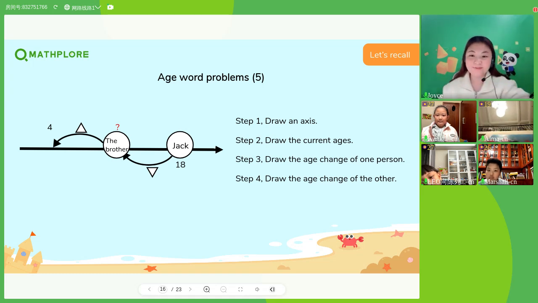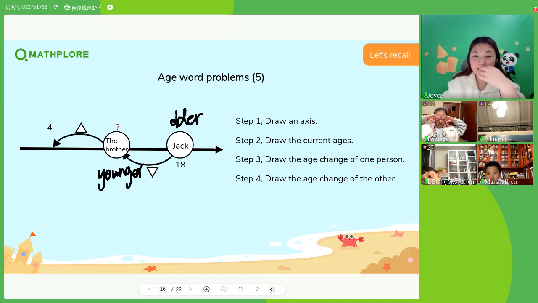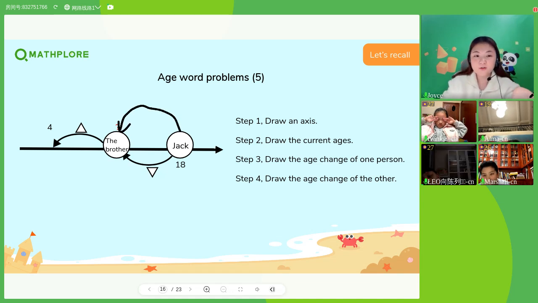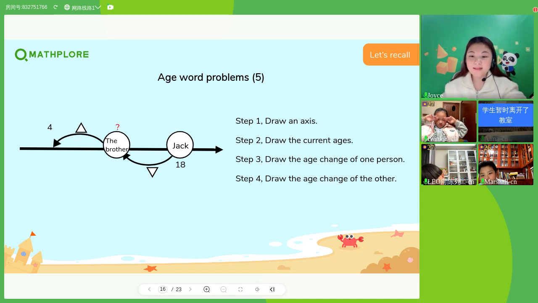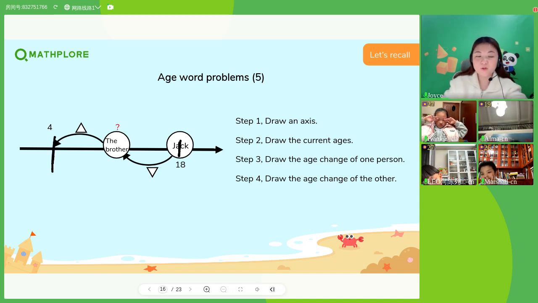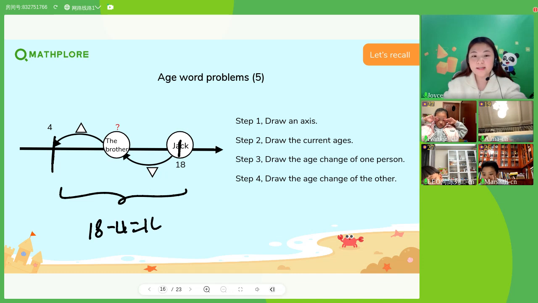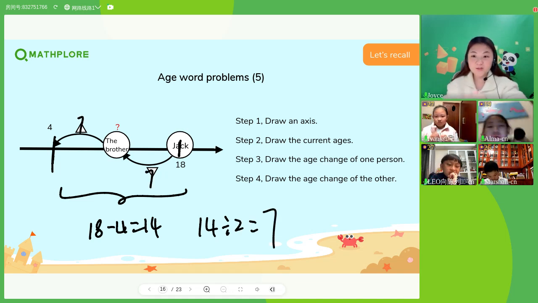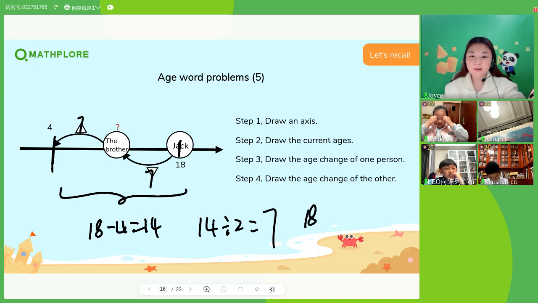So now let's move on to, oh wait, we also learned about how to draw the age line to analyze, right? Do you remember? We place the younger person on the left, the older person to the right, right? And then we draw the arrows to show the changes, like when Jack was his younger brother's age, his brother was only 4 years old, right? And then you can see from age 4 to age 18, the total difference is 18 minus 4. Because there are 2 equal parts, you use the total number divided by 2. You will know every part equals 7, which is the age difference. So now you use Jack's age minus the age difference. You will know how old the brother is. These are the steps we need to solve this kind of problem. Is that clear?